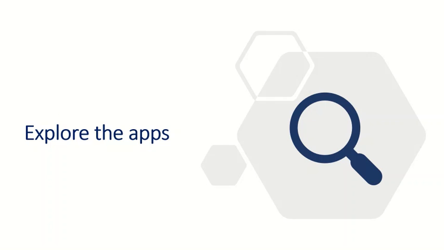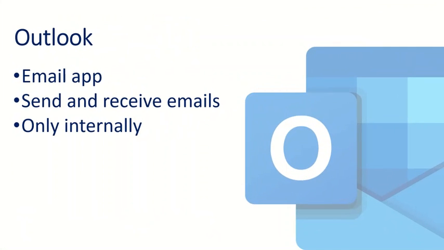Now that we have access to our applications, let's go ahead and explore the Office 365 apps that would be most relevant to your learners. Outlook is the Microsoft email app which allows learners to send and receive emails. However, due to security risks and the importance of protecting our learners, this is only available for internal communication, meaning emails can only be sent and received from Kiro email addresses.